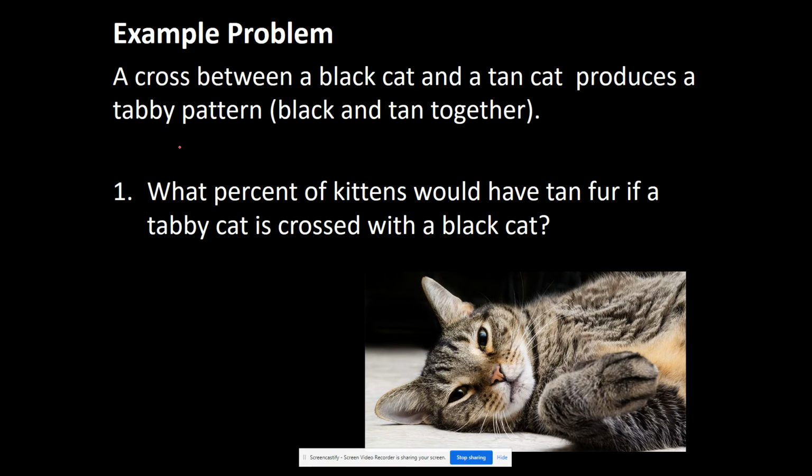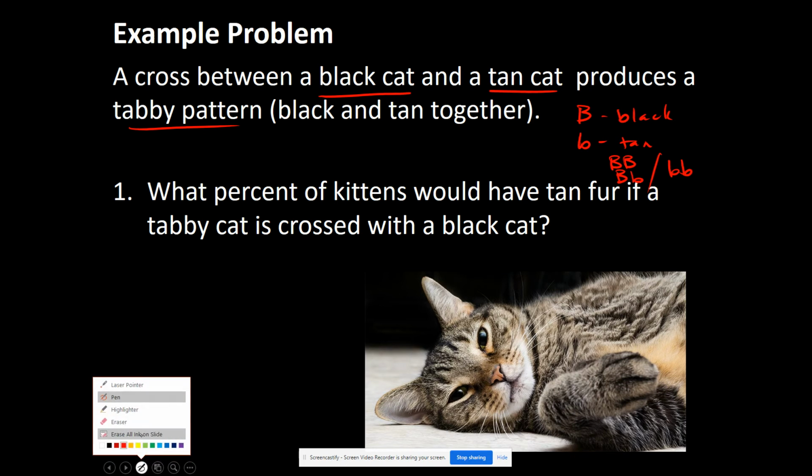So a cross between a black cat and a tan cat produces a tabby pattern. Again, this is a different trait than the parents. The parents are black and tan, and they're producing a third one. Under our old rules, we would have big B, little b, black and tan, and then the babies would either be black or tan, right? But that's not going to be the case here, so I want to erase that.